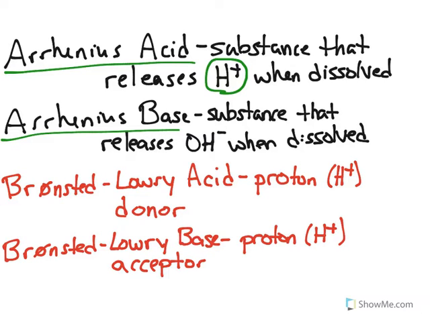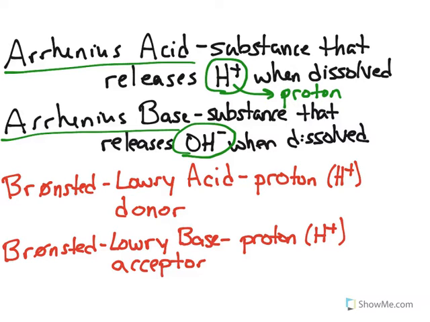Now, it's important to understand what a hydrogen atom is. A hydrogen atom is just one proton and one electron. So if you lose that one electron and become positively charged, you become an H plus ion, all that's left is a proton. So Arrhenius acids release these protons when they're dissolved, and Arrhenius bases are just substances that release hydroxide ions, OH minus, when they're dissolved.